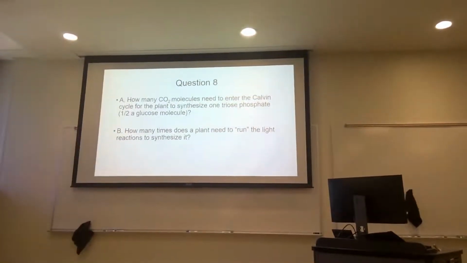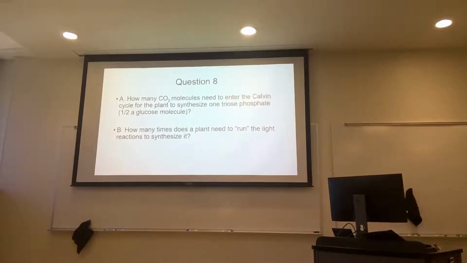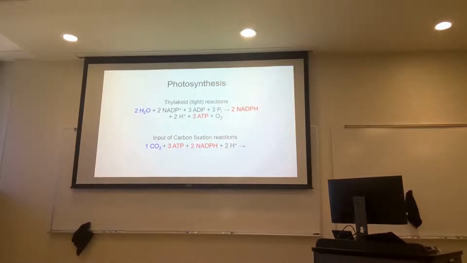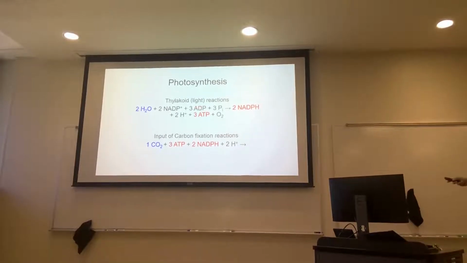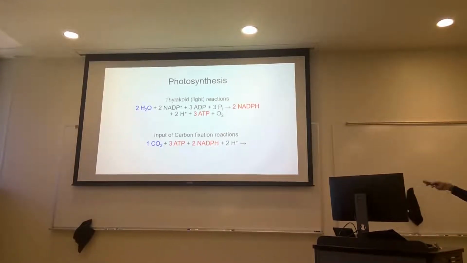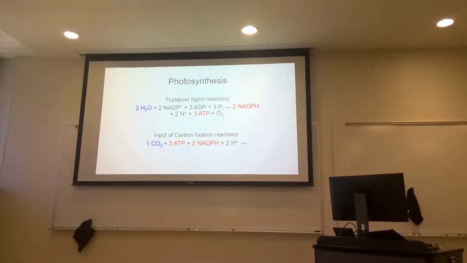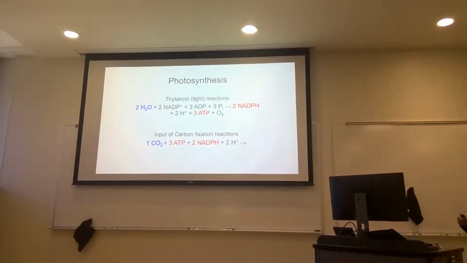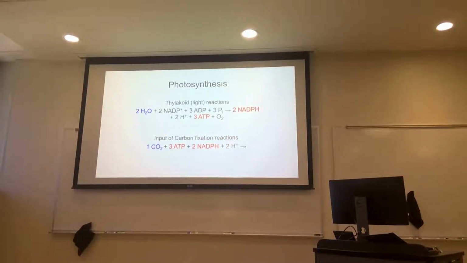And yes, how many times does a plant need to run the light reactions? It would be 3, because remember, every time the plant runs the light reactions, it gives you enough energy to fix 1 CO2. If you run the light reactions 3 times, it gives you enough energy to fix 3 CO2. If you run the light reactions 6 times, then it's 6 CO2 for a molecule. Does that make sense, how we are converting?